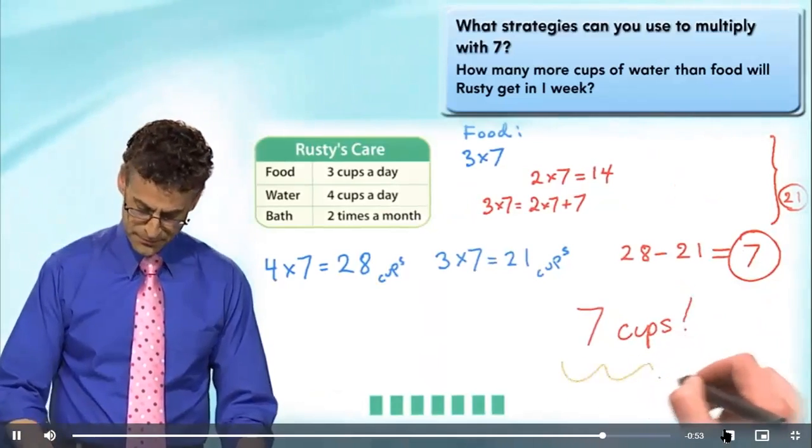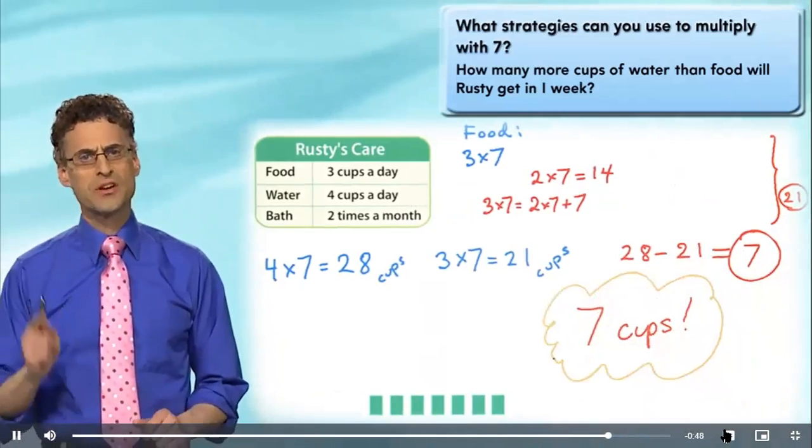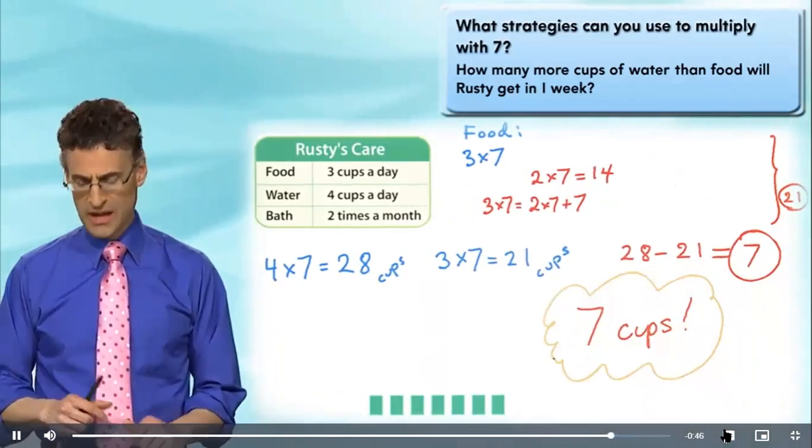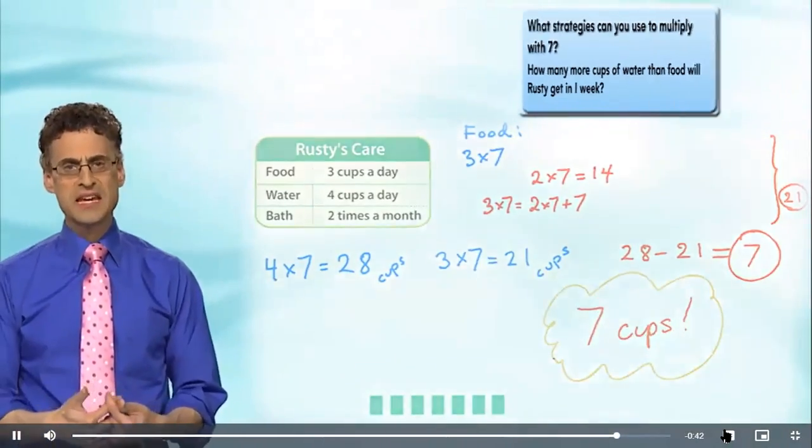That is the answer, meaning that's how many more cups of water than food Rusty will get in 1 week. It's great to see multiplication come alive and see it be so nutritious. Not just nutritious for dogs, but nutritious for our minds. And in fact, math is very much like nutrition for the mind.